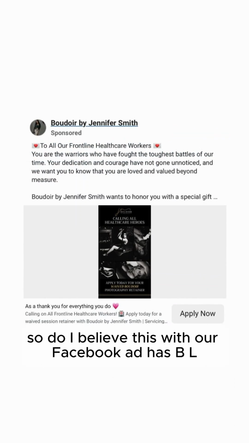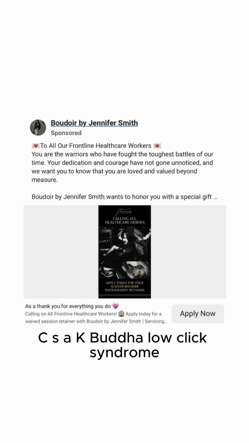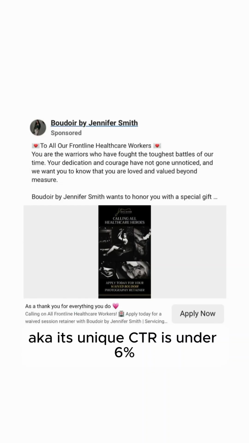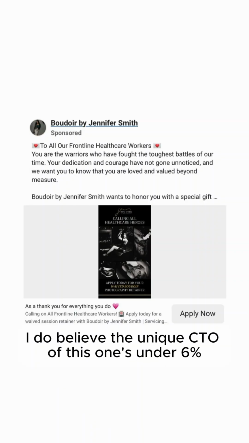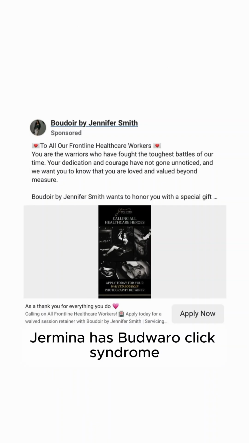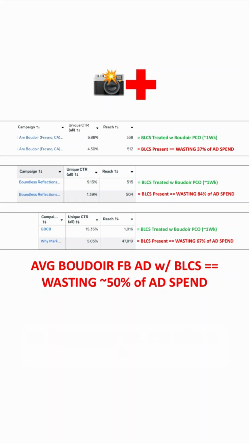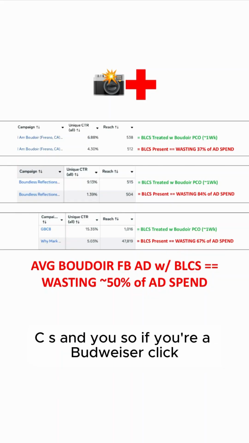So, do I believe this boudoir Facebook ad has BLCS, aka boudoir low click syndrome, aka its unique CTR is under 6%? Yes, I do believe the unique CTR of this one's under 6%, which would mean it has boudoir low click syndrome.